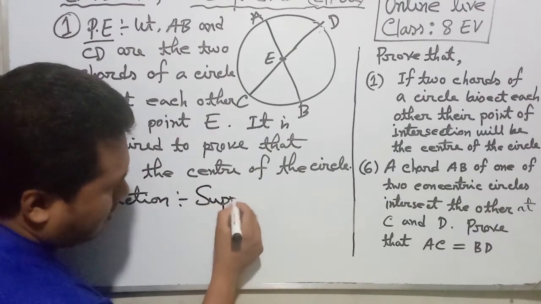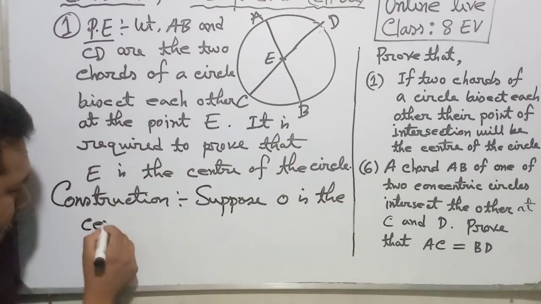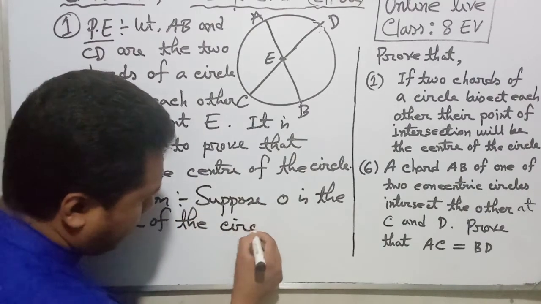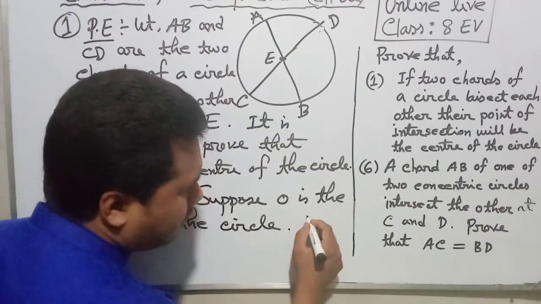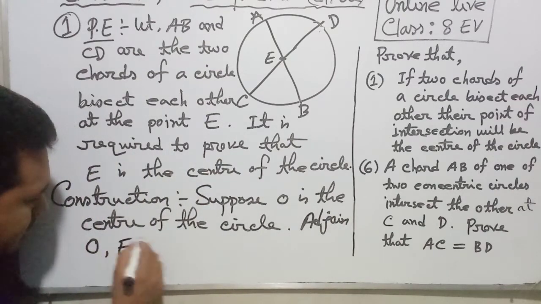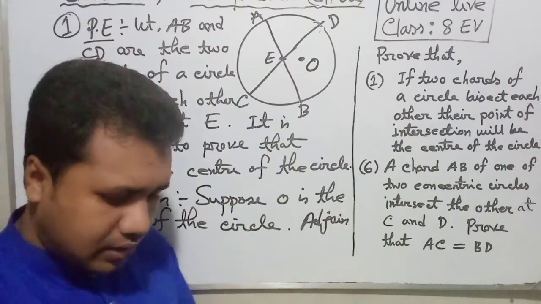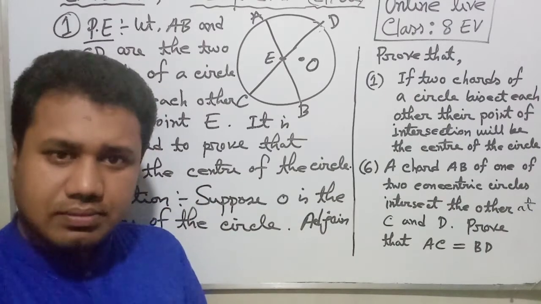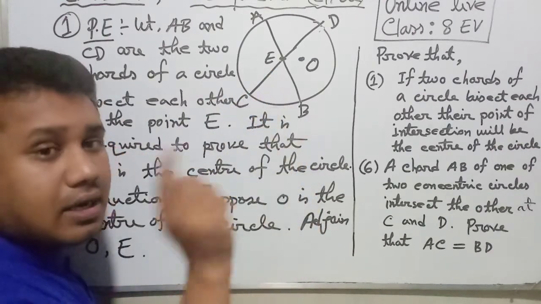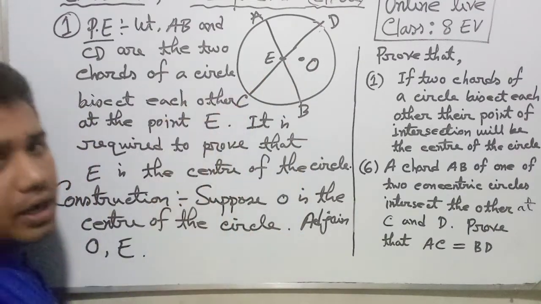Suppose O is the center of the circle. Now we can adjoin O and E. Suppose this is O, the center of the circle. Suppose, not E, suppose O is the center of the circle, but remember we have to prove that E is the center of the circle, but now we can suppose O is the center of the circle. Now join O and E.